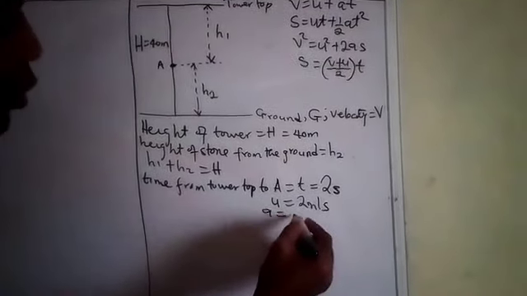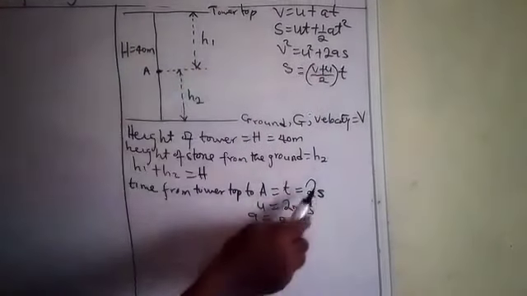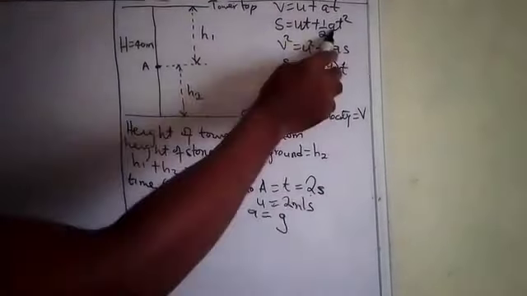We cannot use this because we don't know the final velocity. We can't use this one also for S because we don't know the final velocity. But this one doesn't have final velocity. Initial velocity, we know. Time, we know. A, which is g, we know. The only one we don't know is S. So that's what we're going to use to find this height after 2 seconds. So let's do that over here.